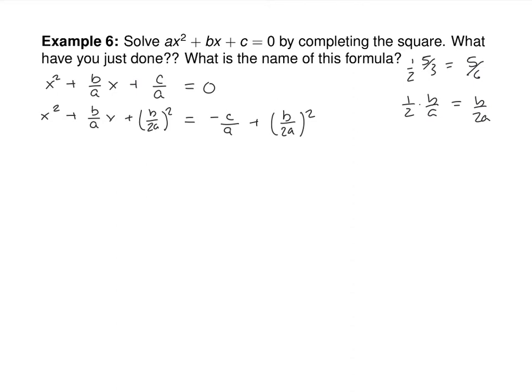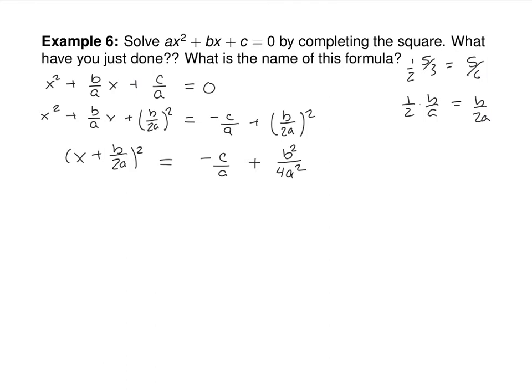Okay, now how does the left side factor? X plus b over 2a, the whole thing squared, equals negative c over a, plus when I square the b over 2a, what do I get? B squared over 4a squared. Do you guys agree with that? Okay.